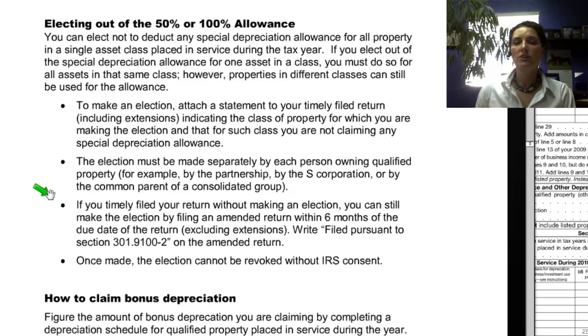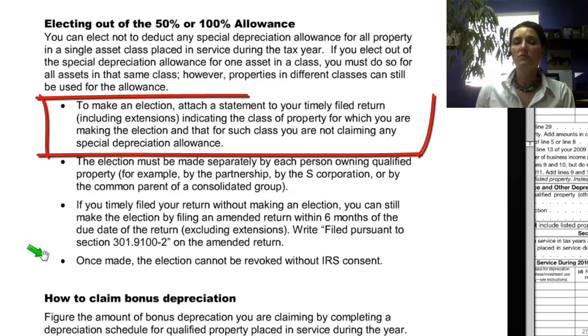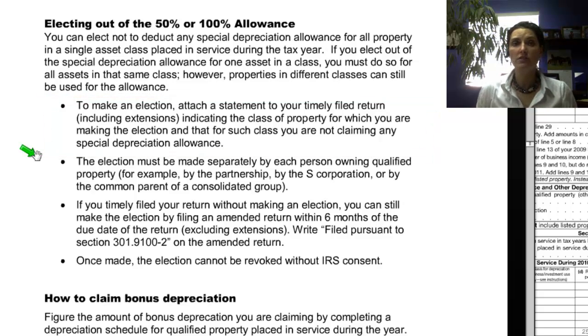If you timely file your return without making an election, you can still make the election by filing an amended return within 6 months of the due date of the return, excluding extensions, filed pursuant to Section 301.9100-2 on the amended return. Once you make the election, you cannot have the election revoked without IRS consent. Now, I should let you know that you have to attach this statement to a timely filed return, including a return on extension. What that means is if you're working with a client who's filing back returns, old returns that are late, you can't make the election. Bonus is mandatory.